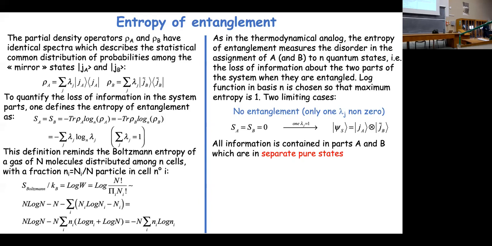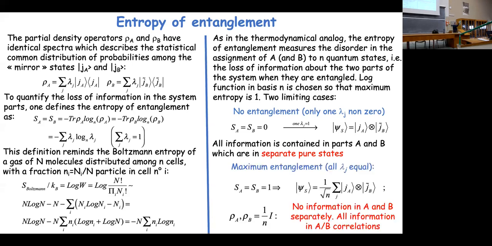There is no disorder. If, on the other hand, you assume complete disorder, it means that each of the lambda is 1 over n, because the sum has to be equal to 1. So in fact, you find now that the total entropy is 1, because I took the basis n. So log n of n is equal to 1. So the maximum entropy, the maximum disorder, leads to an entropy equal to 1.